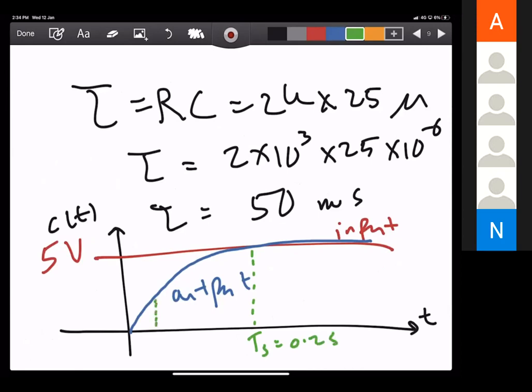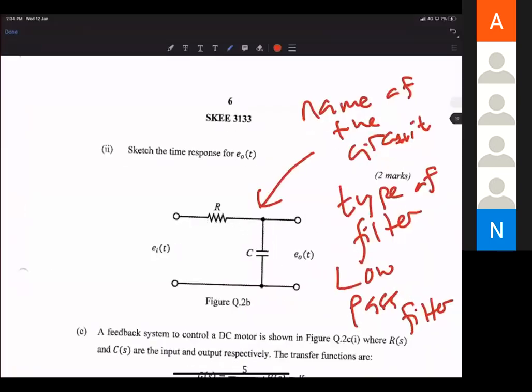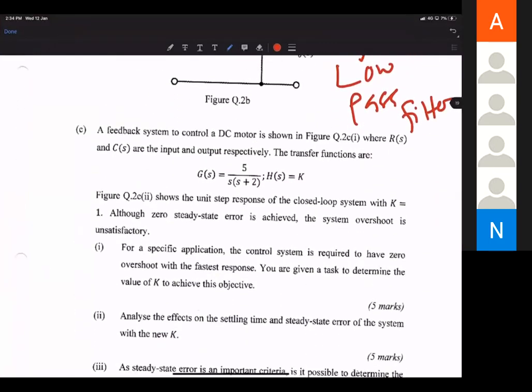Dan tadi berapa? Tahu sama dengan? 50 milli. Logik tak? Logik. Boleh diterima. Yes. C.